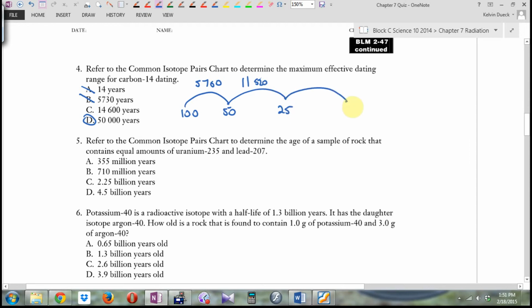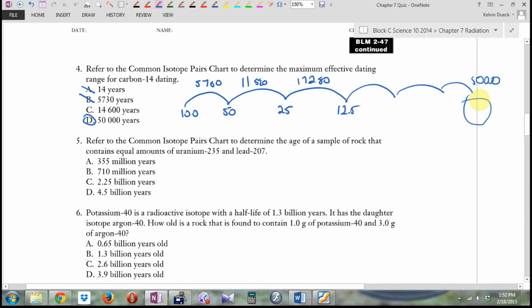Can someone go 5,760 times 3, please? Anyone? It's cutting into your homework. And that's 12.5. We can still detect 12.5%. In fact, it's only when we get to around 50,000 years total that there's so little left that we can't detect it. Now, that's what this question is asking, and I think it's phrased badly.